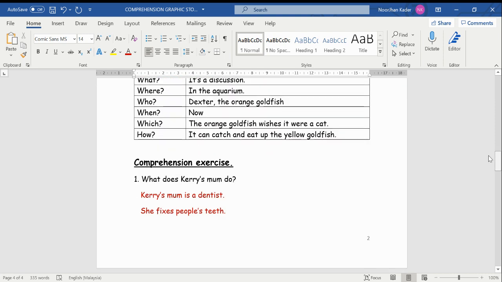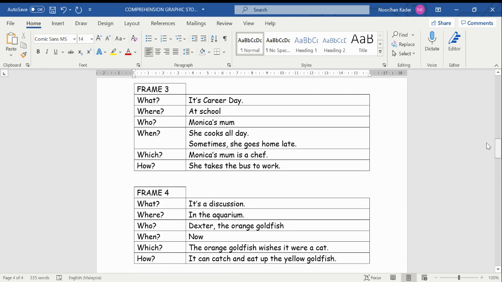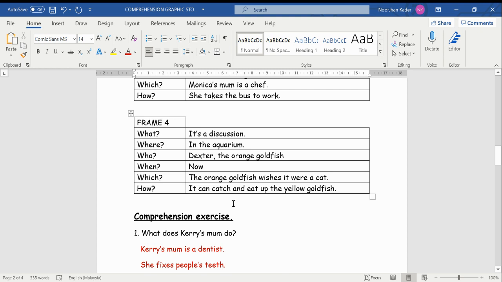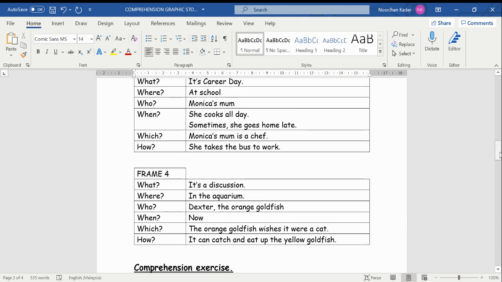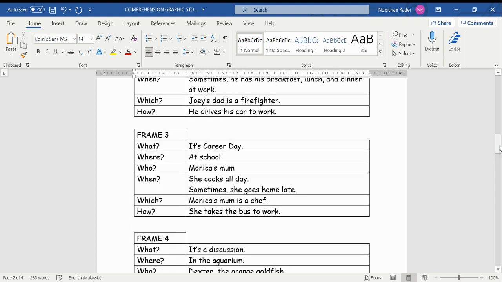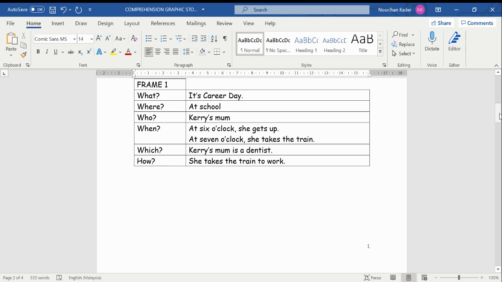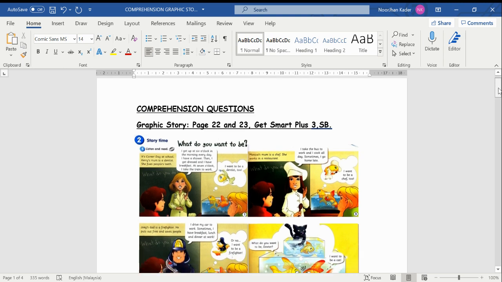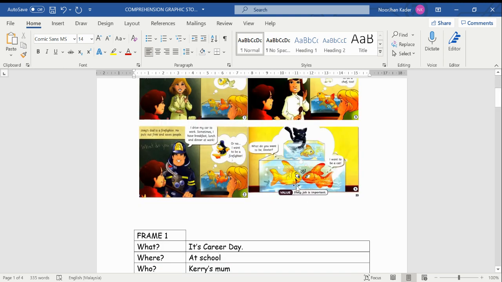Okay, is Dexter happy? It's not written here, but you can see that the orange goldfish wishes it were a cat. It can catch and eat up the yellow goldfish. Or in the narrative that we've already discussed in the video on how to write the narrative, we came up with the conclusion that Dexter wishes it were a cat, and it could scare off the yellow goldfish and make it stop talking.